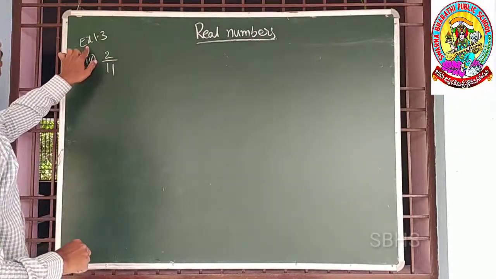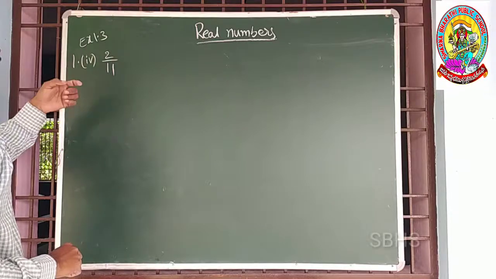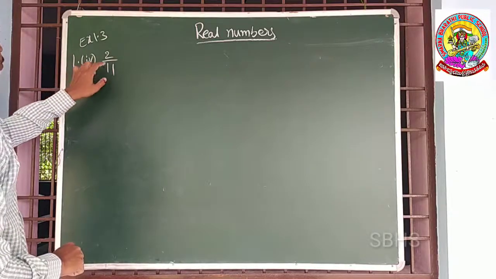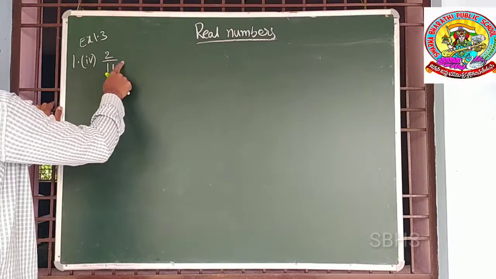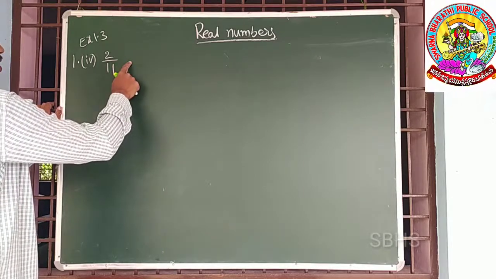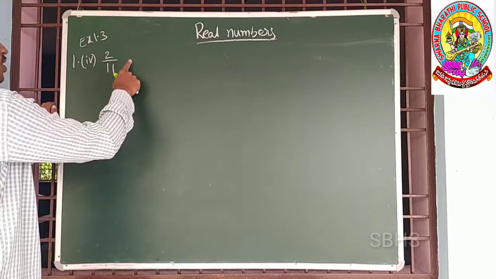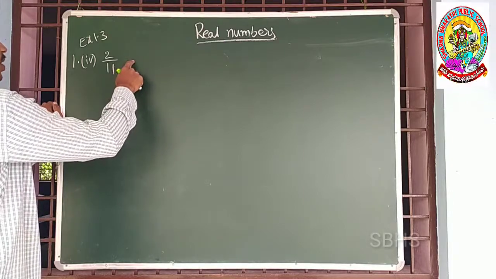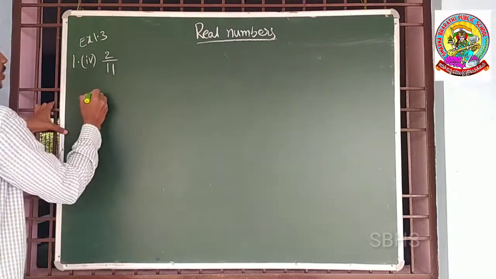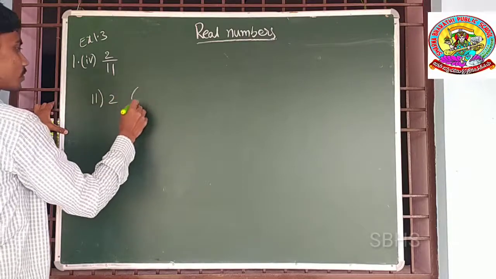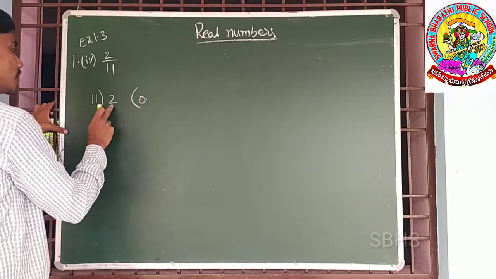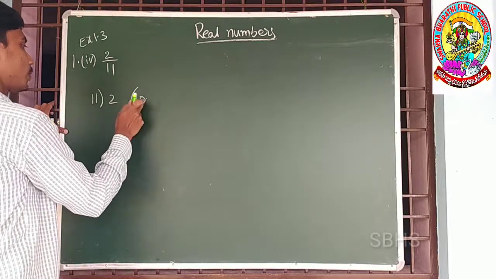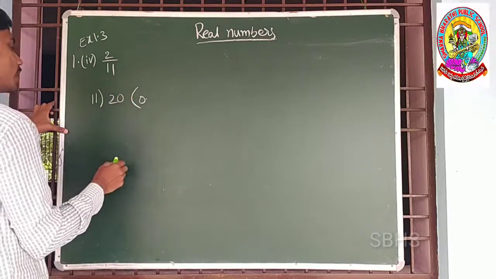Next, in exercise 1.3, first sum, fourth one, 2 by 11. Find out the decimal expansion of this and say whether it is a terminating decimal or a non-terminating recurring decimal. So try to do the division. When compared to the divisor, the dividend is very small, so keep 0 and the point and put 0 here.